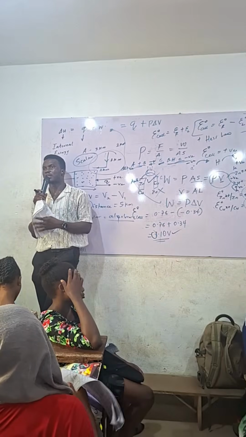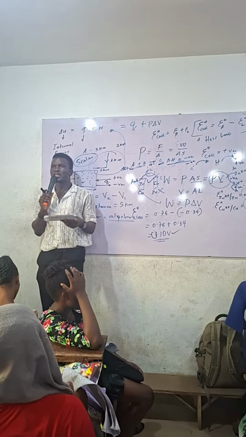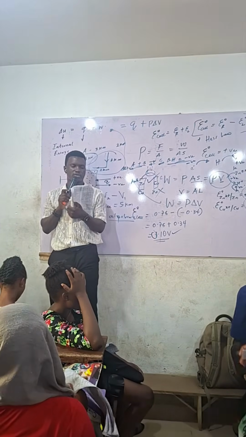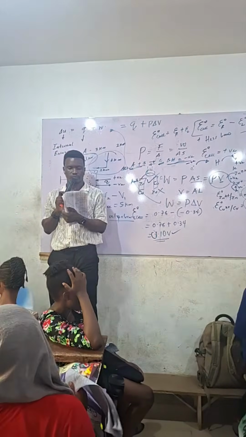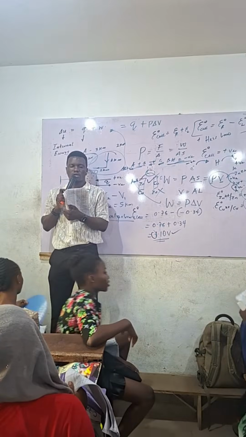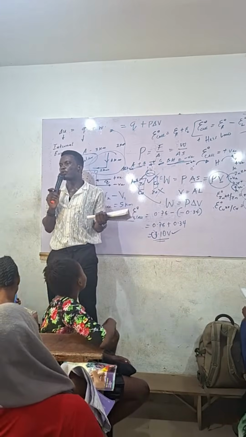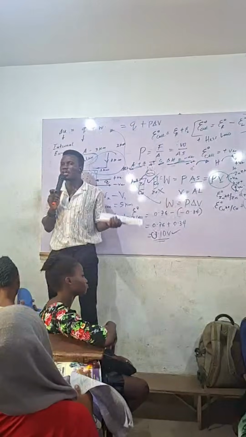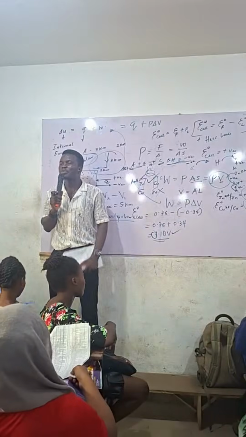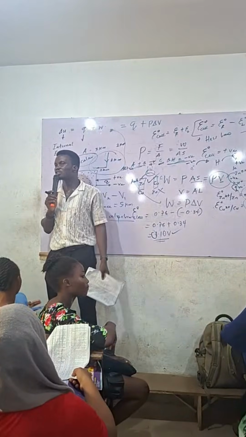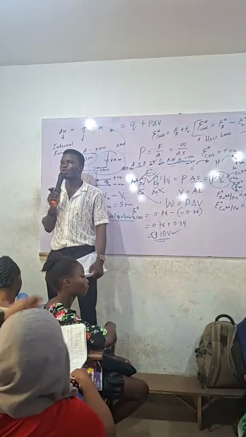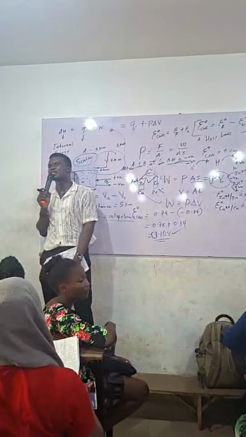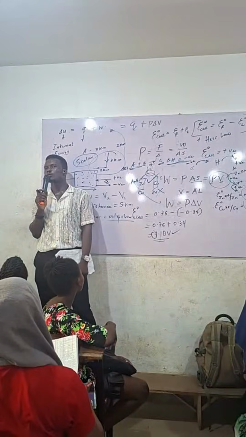Question 38. The nuclear energy you produce is by converting your mass defect to energy. Einstein's equation: E is equal to mc squared. So the mass defect is converted to energy. That's the answer.